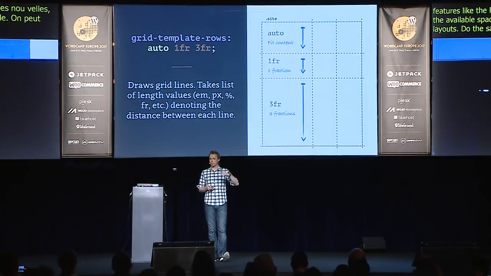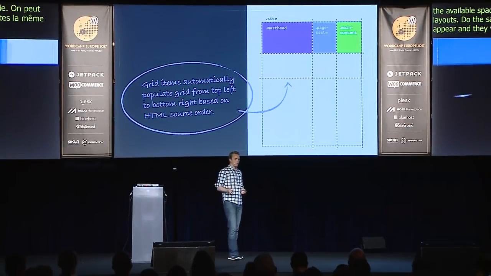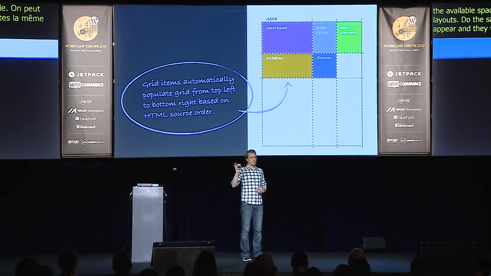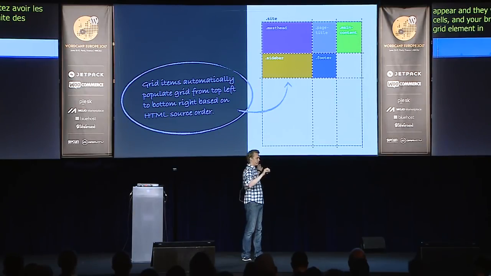Do the same with rows. You just declare a list of where you want the rows to appear, and they will appear automatically. Once you've drawn rows, you have cells, and your browser automatically places all the direct descendants of the grid element in those cells, from the top left to the bottom right.